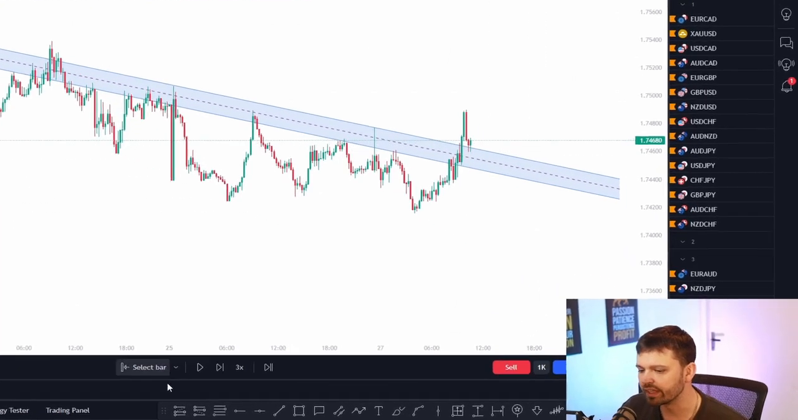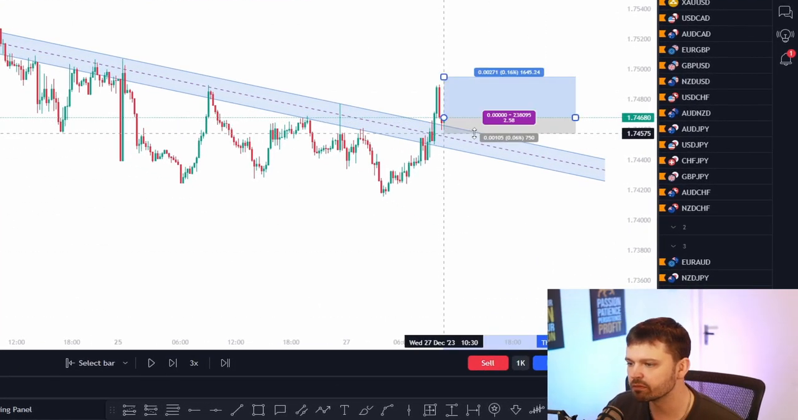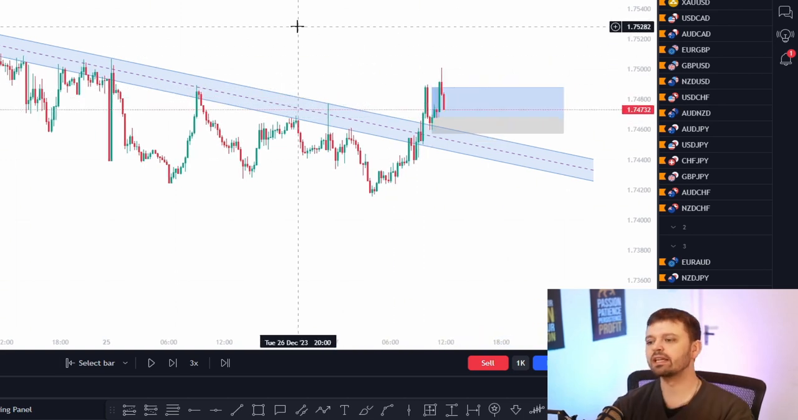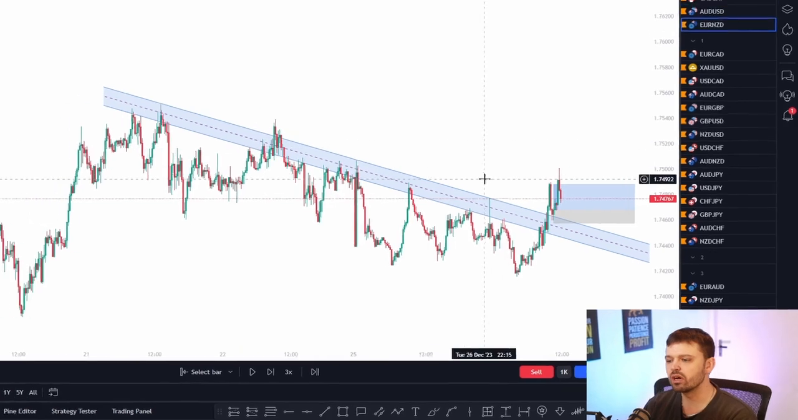You could enter on that candle right here, stops below the wicks, and TP at the FTA for a 1.9R trade, and that's going to be the trade. So, a break and retest of a trend line.